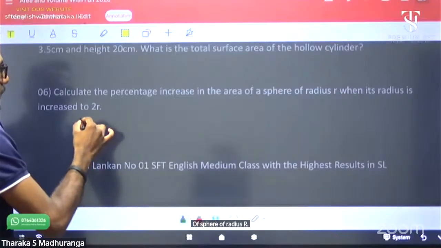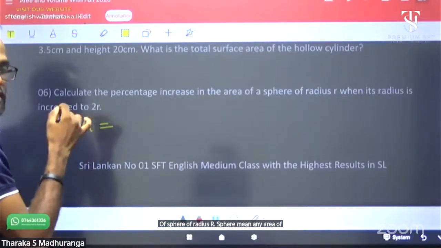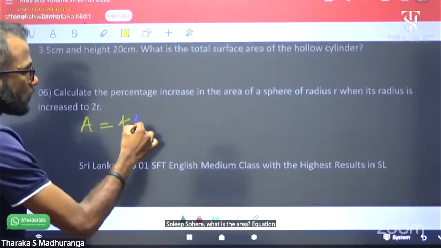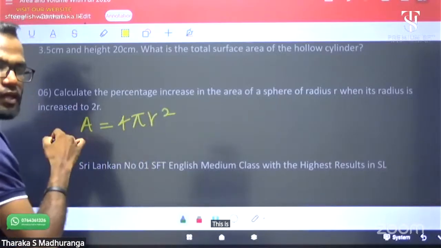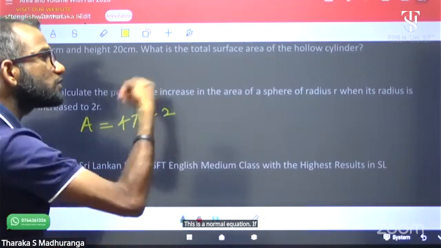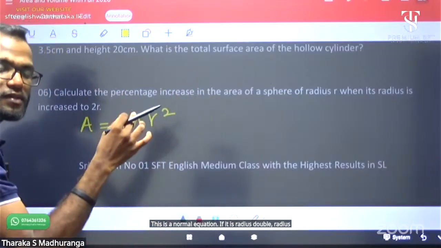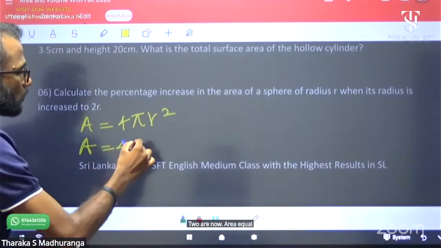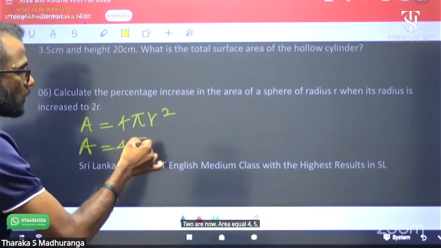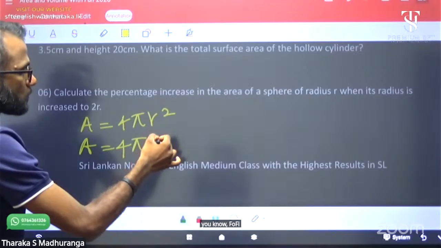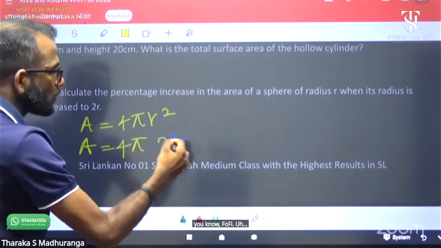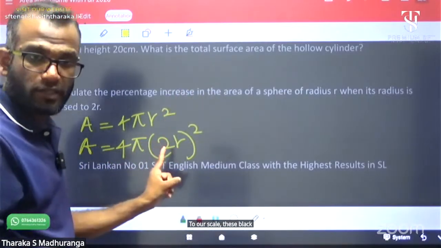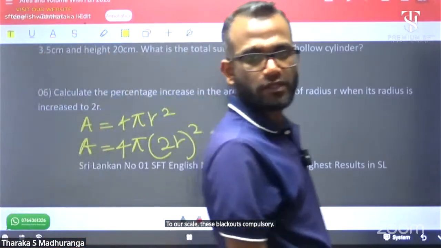A sphere means a solid sphere. What is the area? The equation is 4πr squared. This is a normal equation. If the radius is doubled, meaning radius 2r now, area equals 4π(2r) squared. These brackets are compulsory.